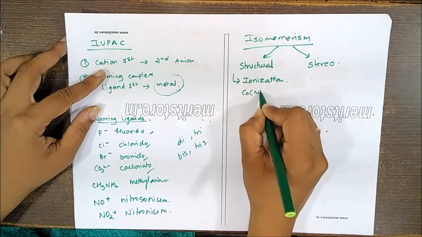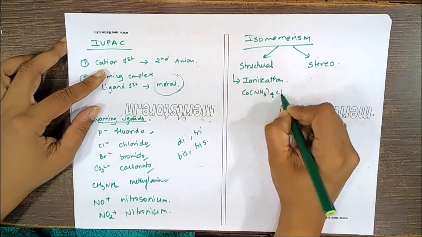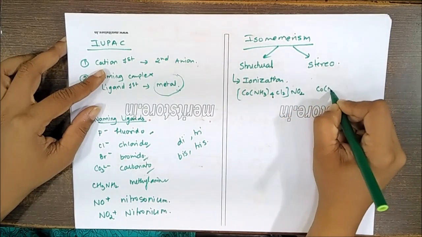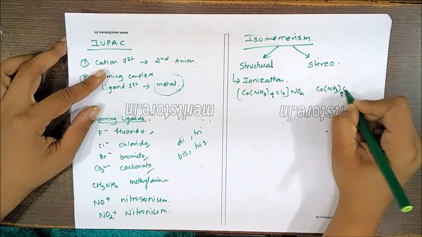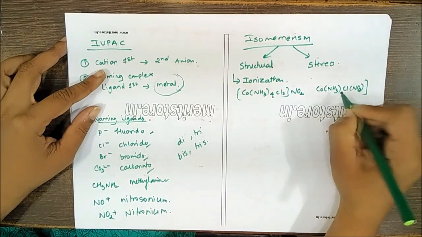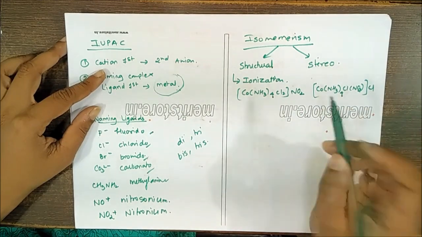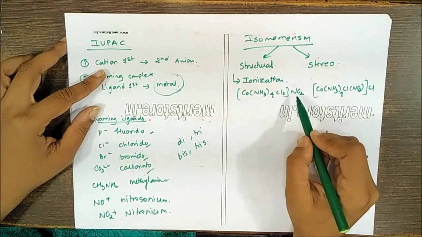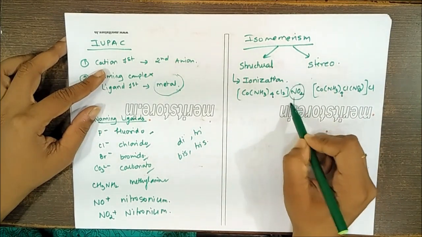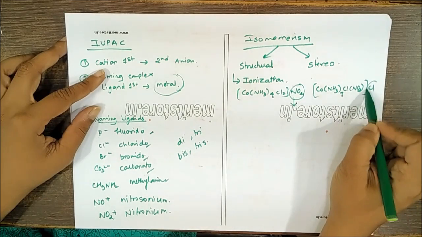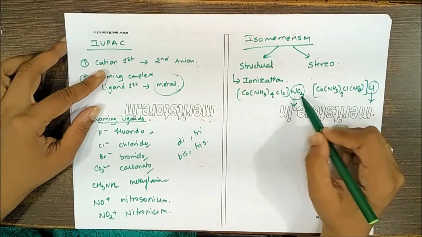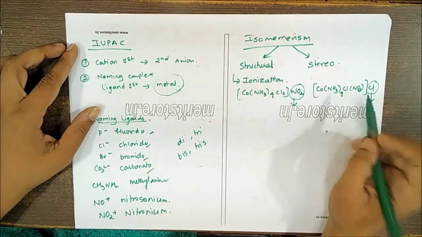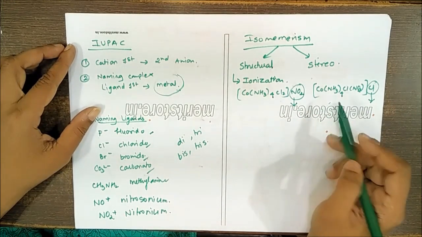Let's say [Co(NH3)4Cl2]NO2, and the second complex is [Co(NH3)4ClNO2]Cl, where outside the bracket I have only Cl. Now in this case, if we talk about the molecular formula of these two complexes, it is the same. But if I dissociate this, I'm going to get the NO2 minus ion. And if I dissociate this in water, I'm going to get the Cl minus ion. So though both have the same molecular formula, different types of ions are formed in the solution. So they are ionization isomers of each other.